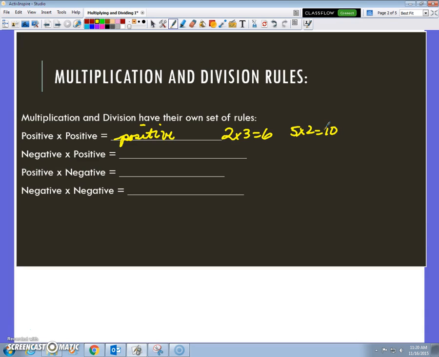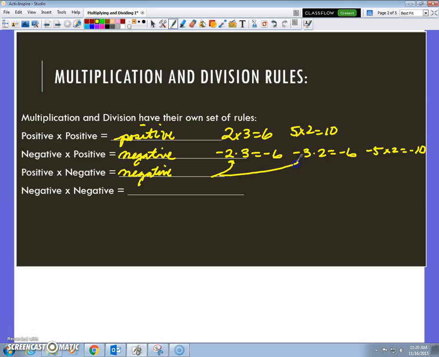But when I start throwing in negatives, when I multiply a negative times a positive, I actually come out with a negative outcome. So now if I have negative 2 times 3, it equals negative 6. If I have negative 3 times 2, it equals negative 6. Or if I had negative 5 times 2, it equals negative 10. So any positive times a negative would equal a negative value, or negative times a positive, they're commutative, would also give me a negative value.